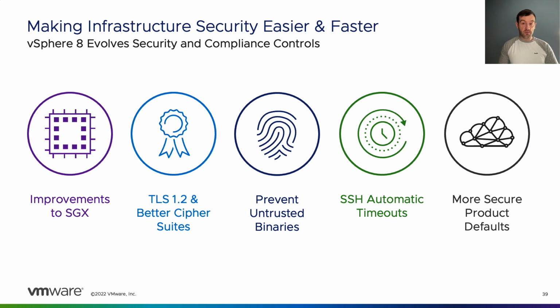One of the biggest things we've done is to prevent untrusted binaries from running. So this means that no executables can run on ESXi unless they've been installed from a signed package or a signed VIB. So this makes it so that some custom built VIBs may need to get updated, may need to get signed, but it also means that no rogue VIBs can be installed.